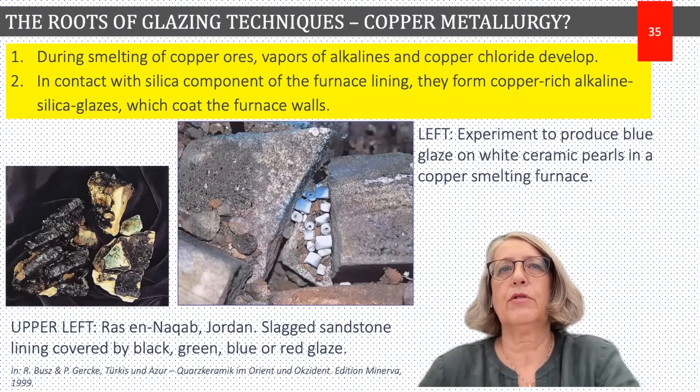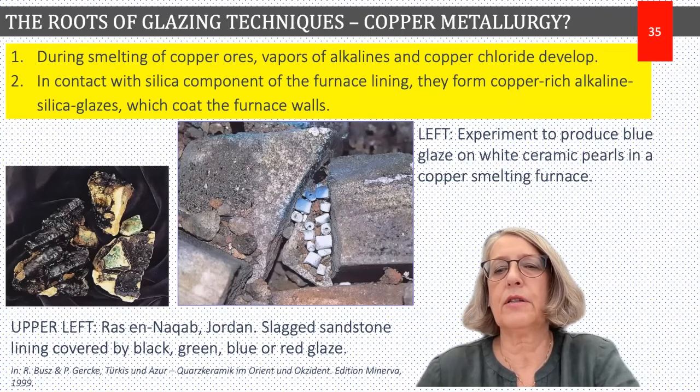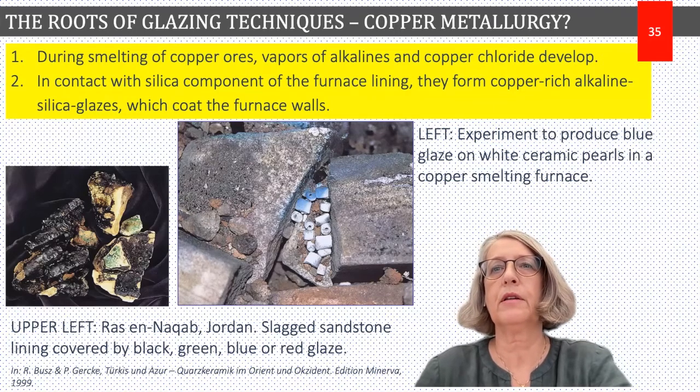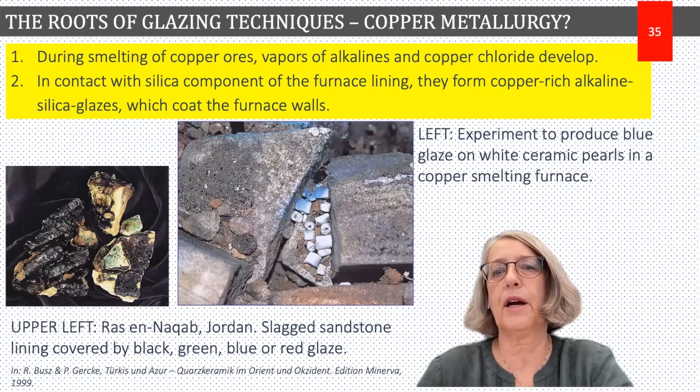I would like to close this tutorial with one last challenging take-home question. It links quite unusually metallurgy with the production of glazes on ceramic. By accident, furnace lining or bricks used for the copper smelting furnace can be slagged by the high temperatures. When copper vapor is at the same time present in the furnace, blue, green, red, or black glazes can be developed, similar to the glazing of ceramic. So what came first, glazing technique or rather copper metallurgy?